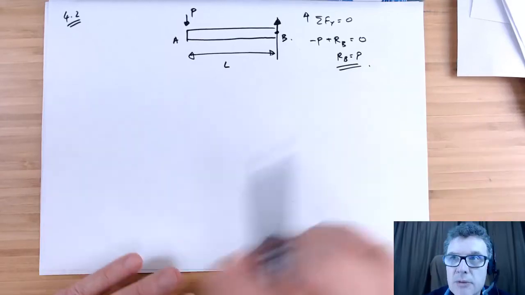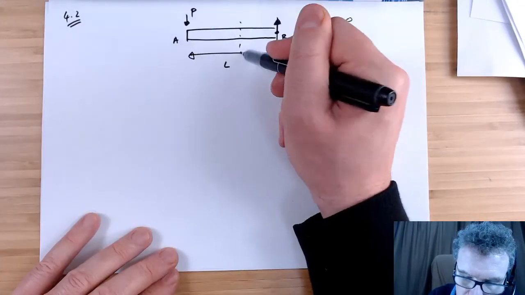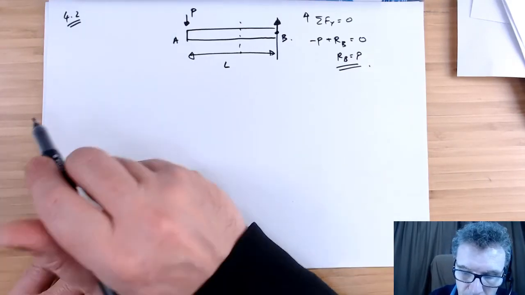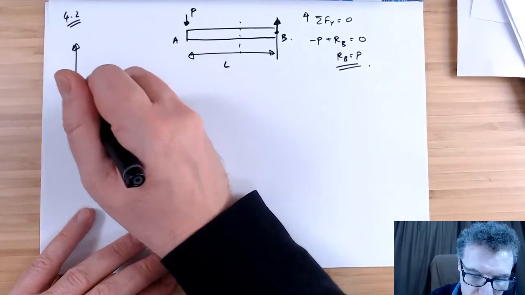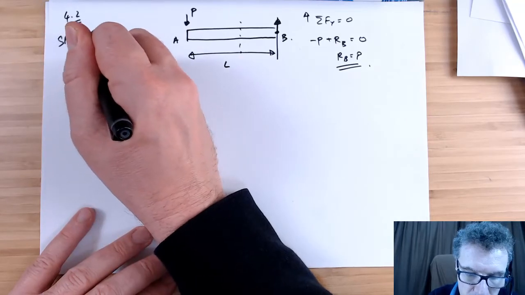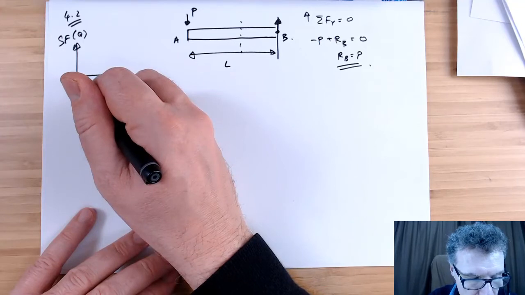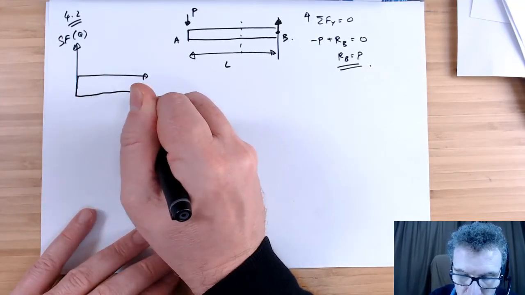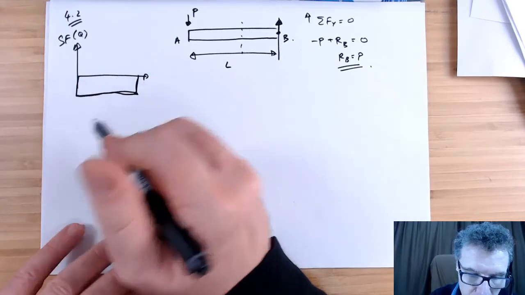Then I would move on to my shear force diagram. Actually, I'm just going to do a shear force diagram. So that's going to be your function Q. It drops by P, moves along, gets to B, and then goes up again. It should be kind of flat.